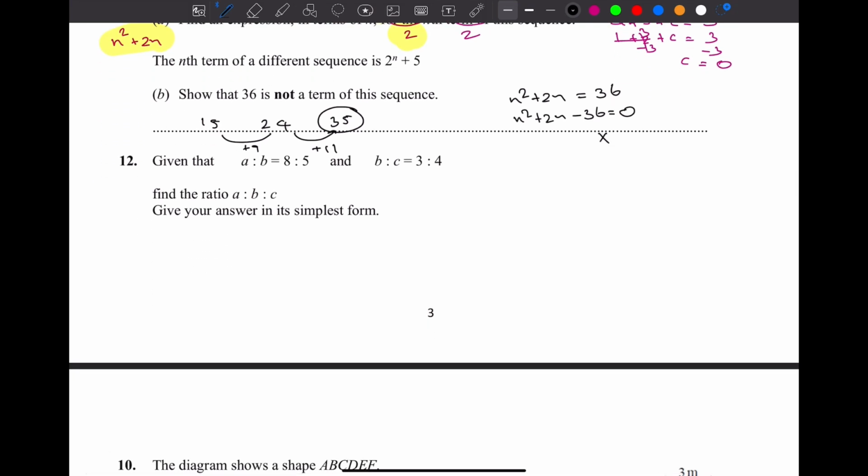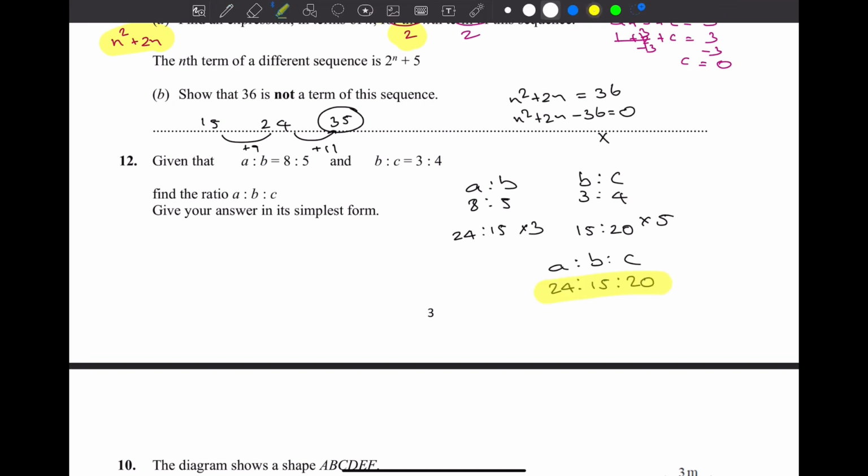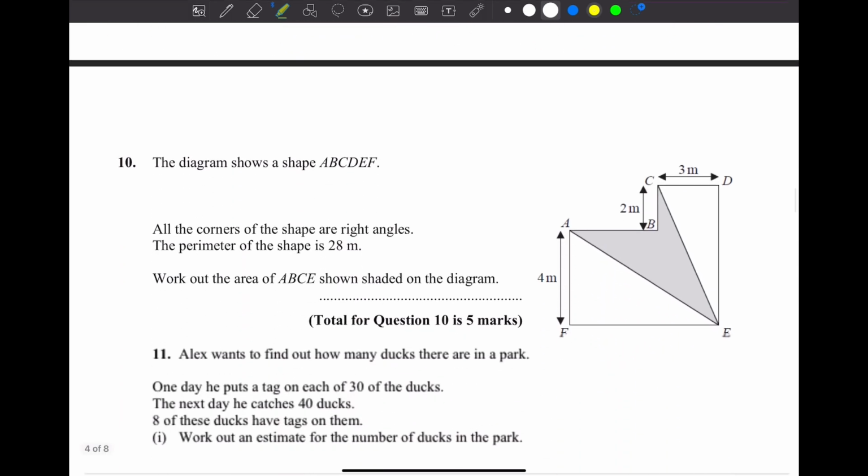A, B, C. So A is to B is 8 is to 5, B is to C is 3 is to 4. The common letter is B, so times it by 3, and this common letter is 5, times it by 5 over here. That would make it 24 is to 15, 15 is to 20, and then A is to B is to C. A is 24, B is 15, C just makes it one number, 20. Can it be divided by anything? The simplest form, remember you want the simplest form. No, that's the simplest form.